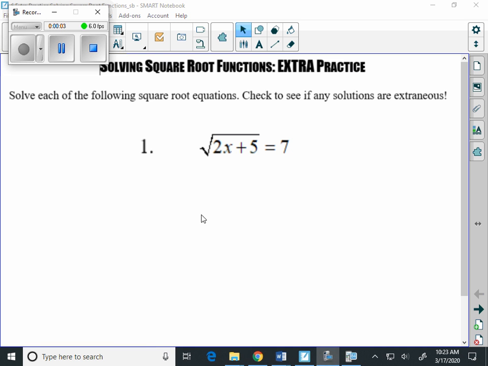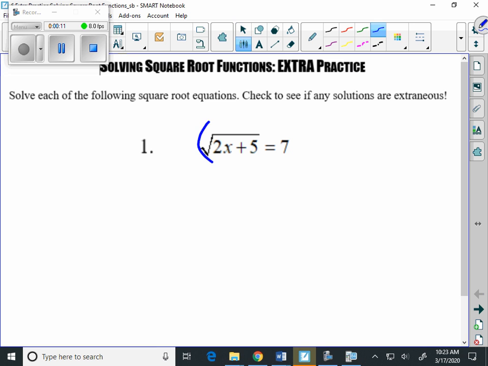Solve each of the following square root equations. Check to see if any solutions are extraneous. We need to isolate the square root, and luckily enough, it's already done for us. So we're going to square both sides.